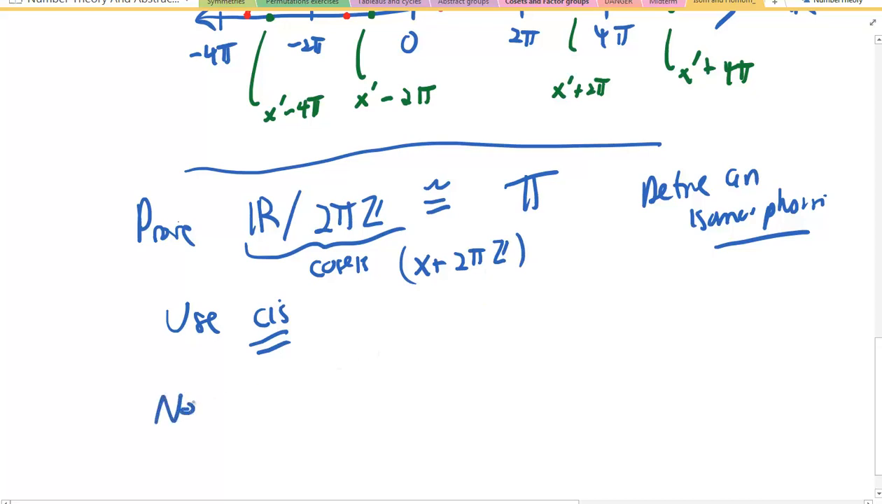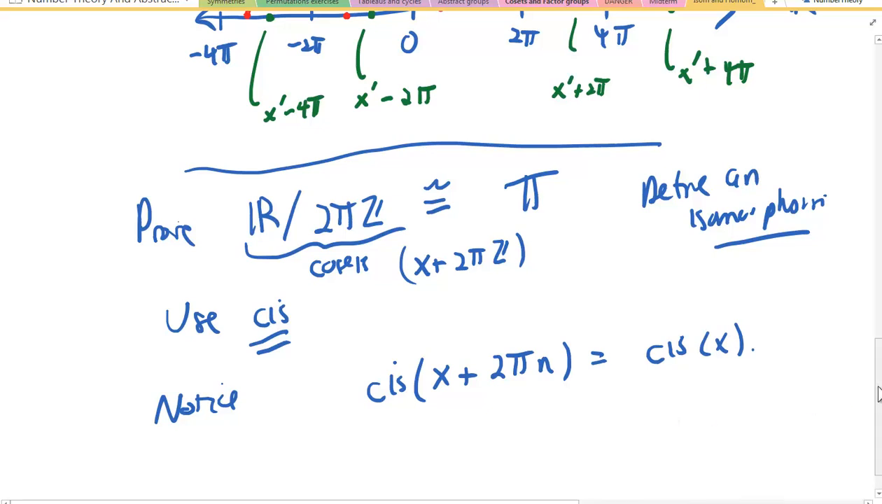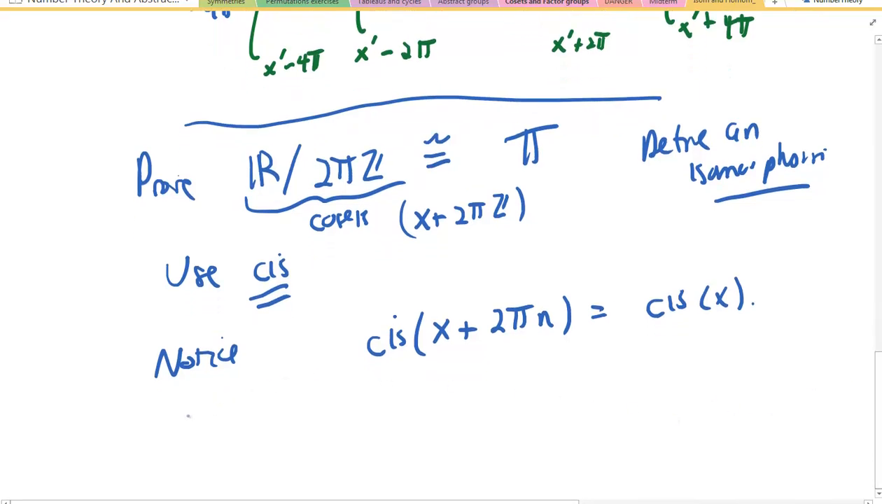Now notice that cis of x plus 2 pi n, what happens when I take x plus 2 pi n and I take the cis of that? Well, cis is the complex argument. 2 pi n just wraps around an integer number of times. That's the same thing as cis of x. Okay. So what we can do is we can define cis of the entire coset.